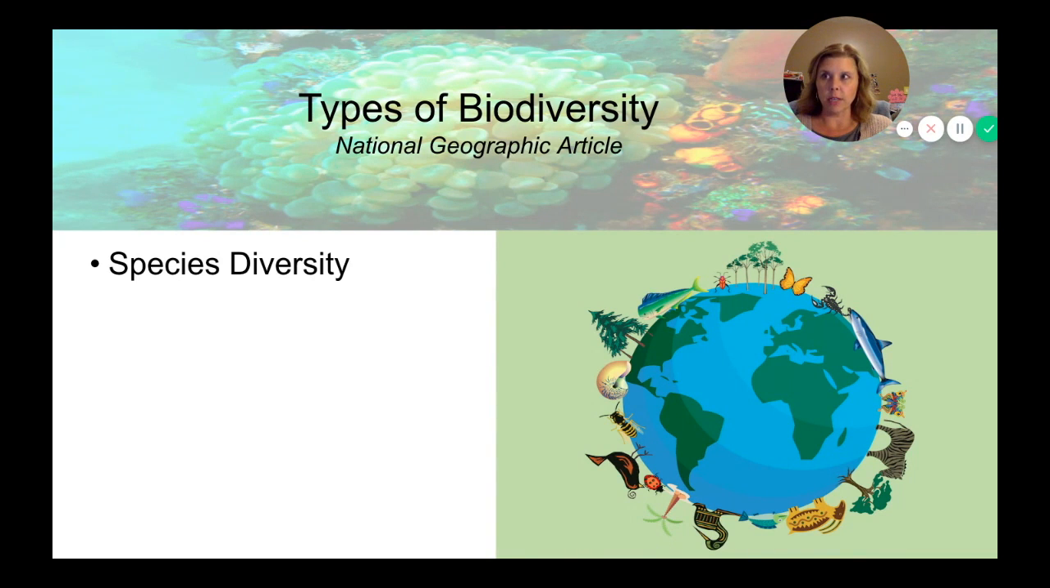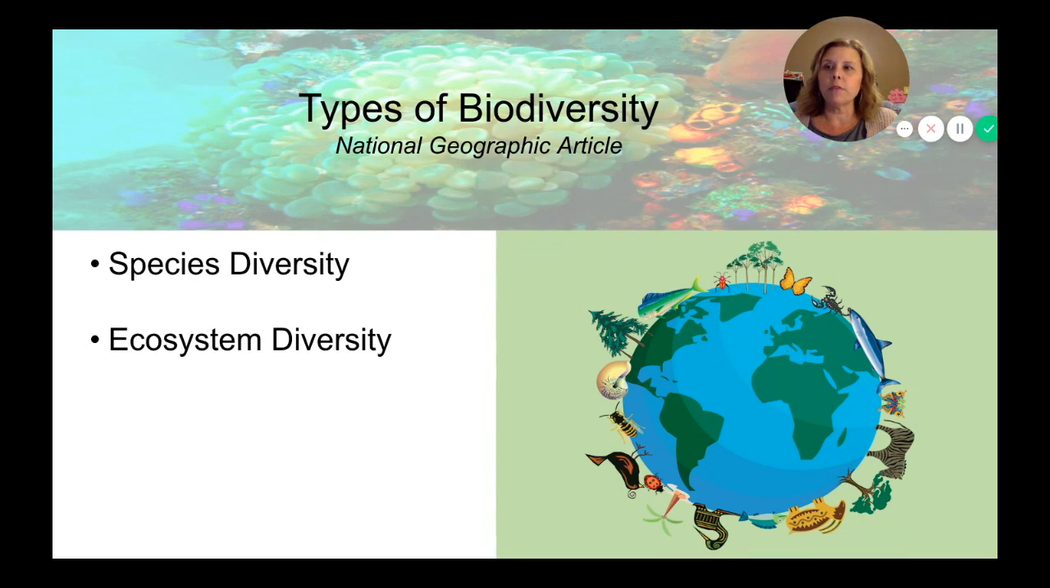Species diversity, the first one, is the abundance of different species living in an area. This is usually what we think of when we think about biodiversity. A good example is the Great Smoky Mountains ecosystem. Did you know that the Great Smoky Mountains National Park is home to over 20,000 different species? We say it's rich in species diversity.